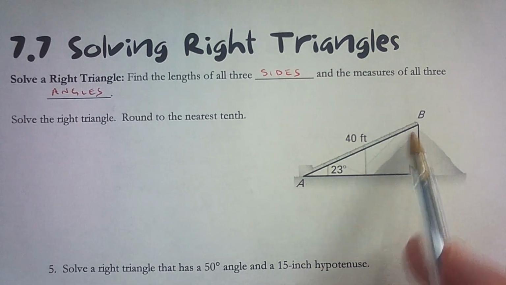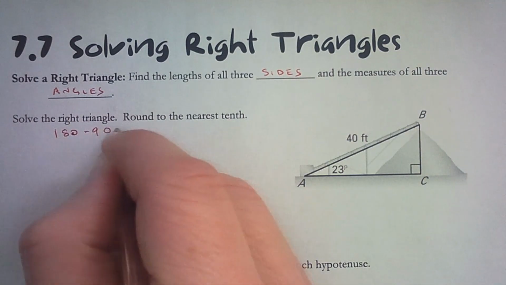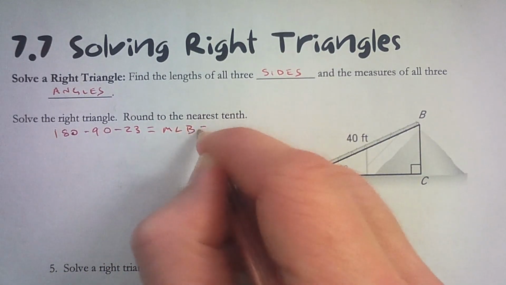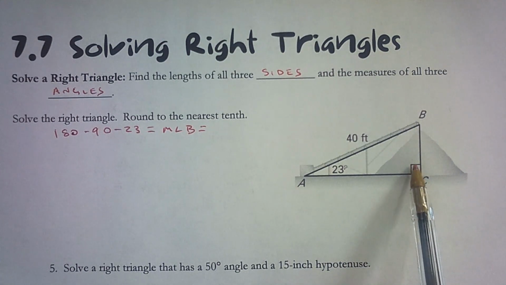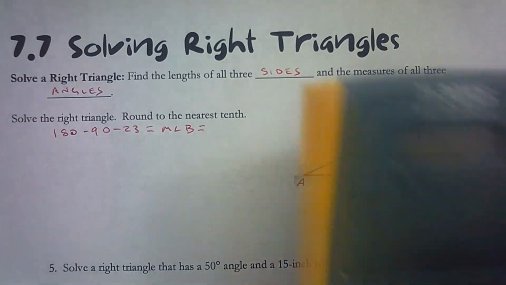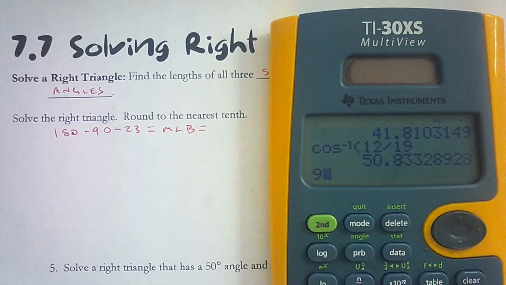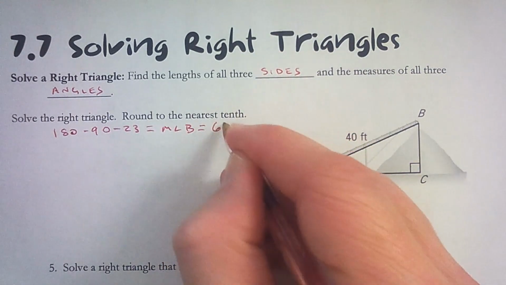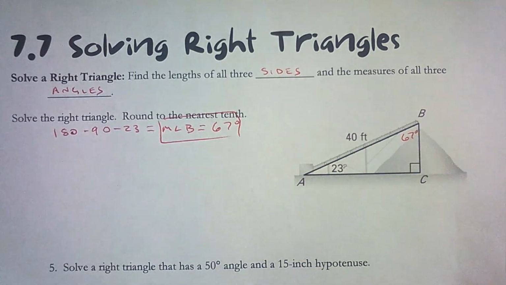Okay, now for this angle measure, I've actually got two angle measures already, so I could just do 180 minus 90 minus 23, and that will give me the measure of angle B. Okay, and remember that if one of the angles is 90, I know 180 minus 90 is 90, so I really could just do 90 minus 23 and get the same answer as I would for 180 minus 90 minus 23. So 90 minus 23 is 67. So the measure of angle B is 67 degrees, and I'll write that into the triangle.